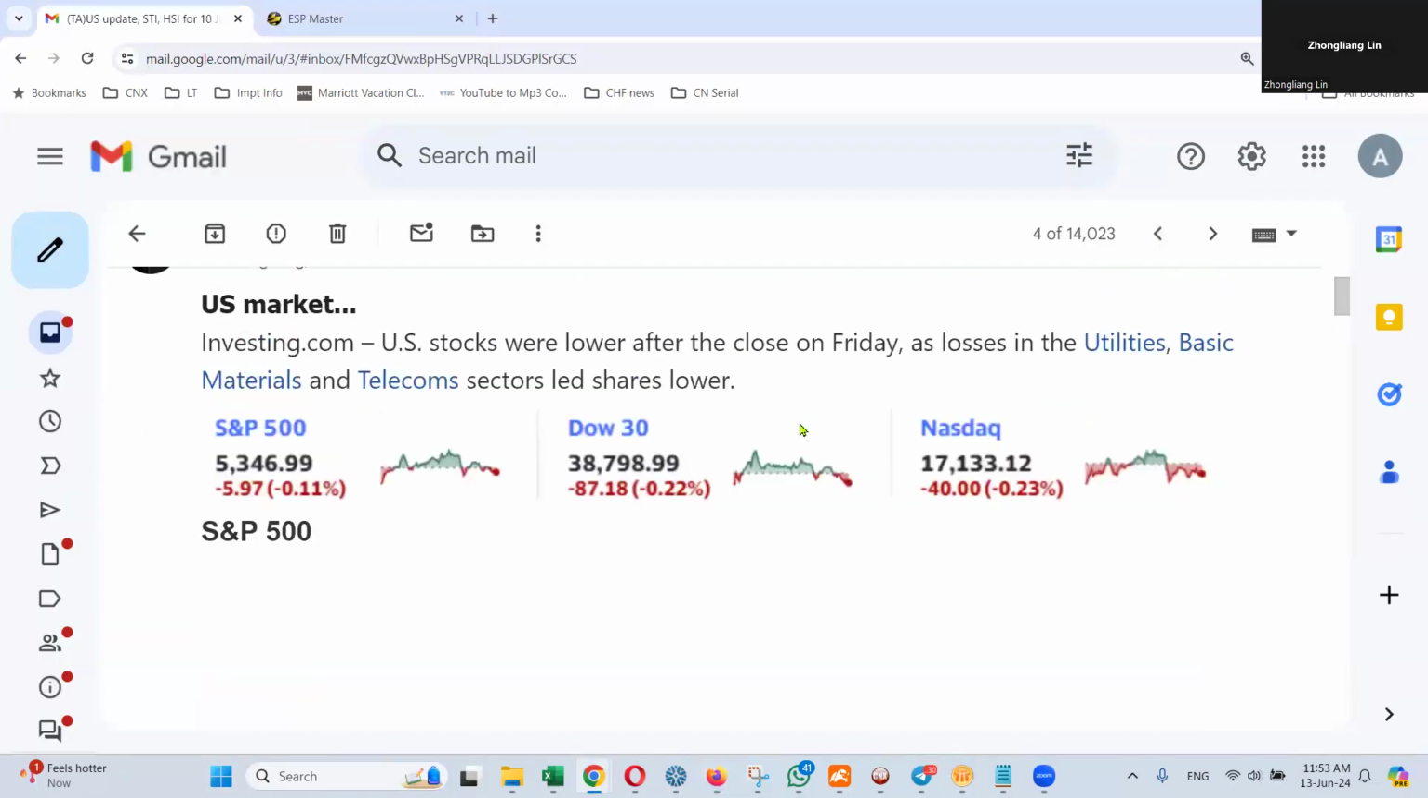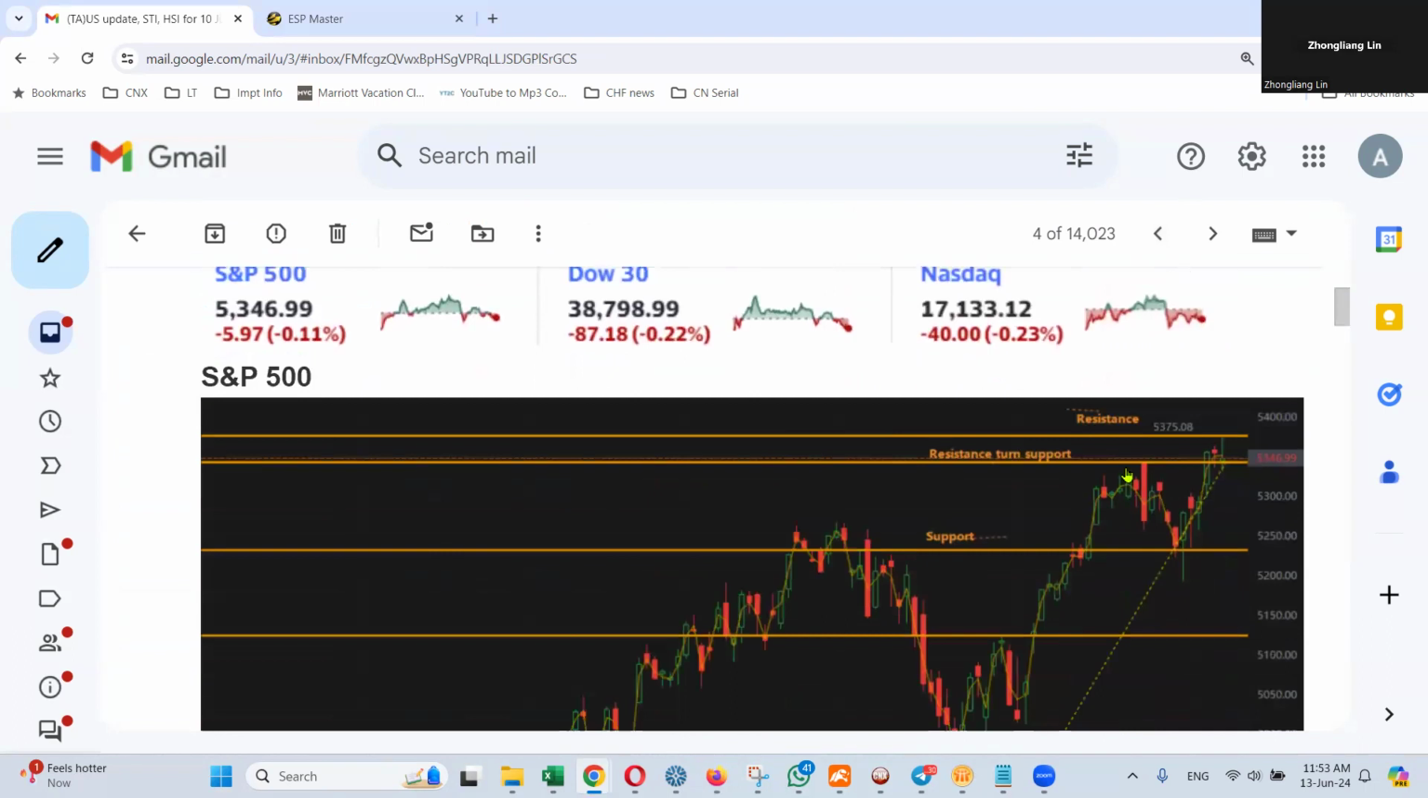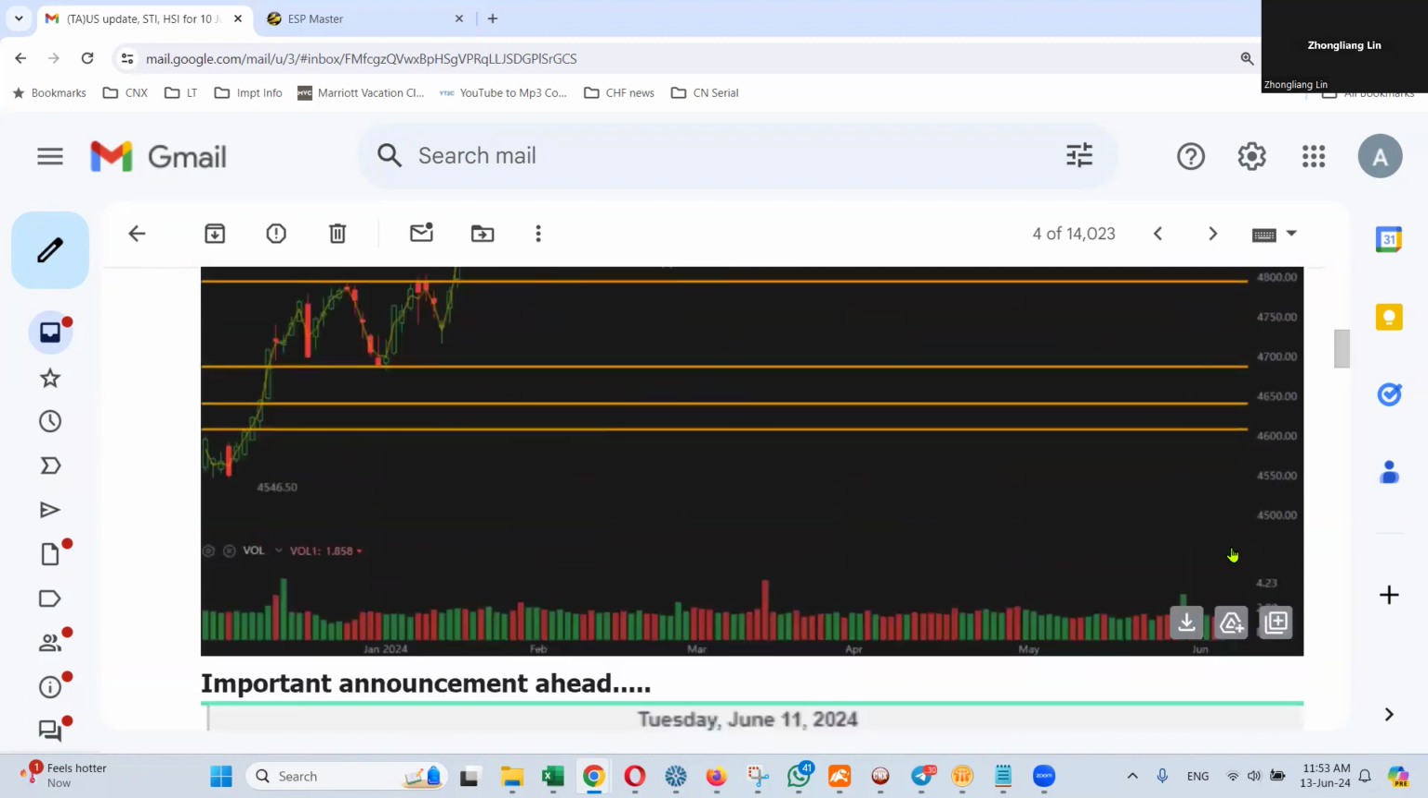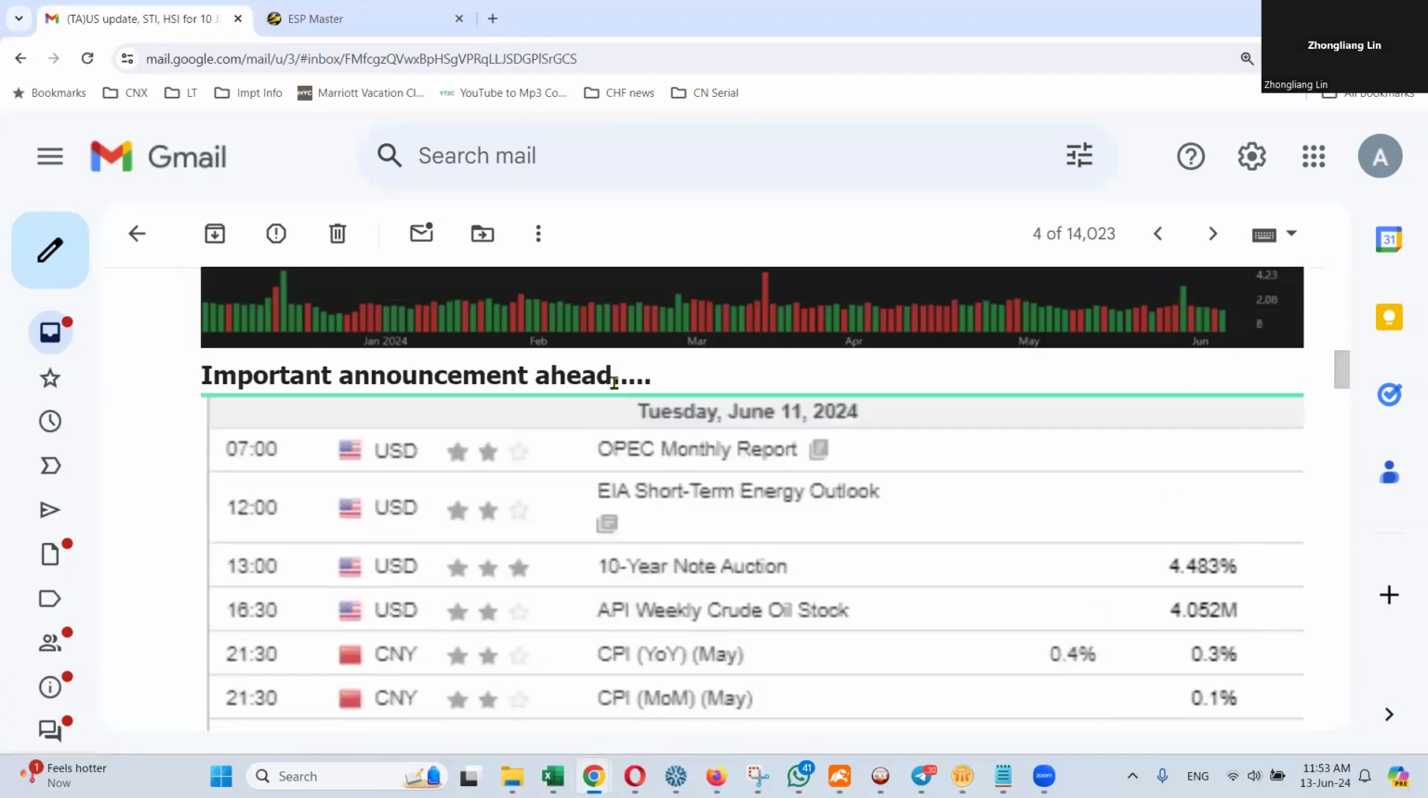Then S&P 500 again, we are looking at it, you know, still bullish, but you can see some struggle over there because there is a long upper shadow. Okay, and we don't want follow through selling. So if there's any follow through selling over here coming to this low 5300 and come back to this support level, of course it will be a sign of bearishness and a change of trend may happen because it may form a double top formation. Okay, again, important announcement ahead.